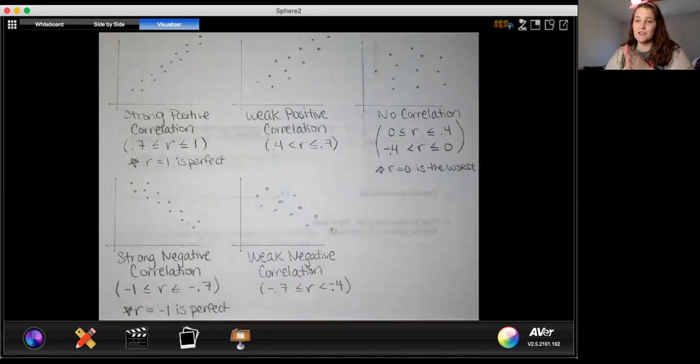When it's close to 0, it's not great. There's literally nothing that's going to help us be able to give strong data against something that has a correlation of 0 or close to 0.